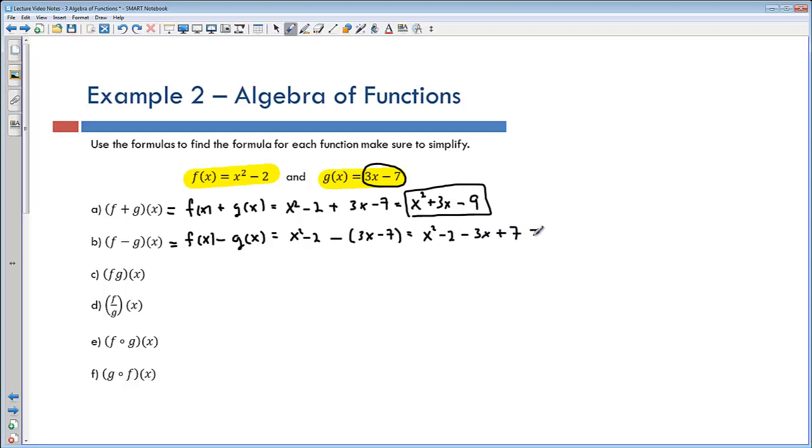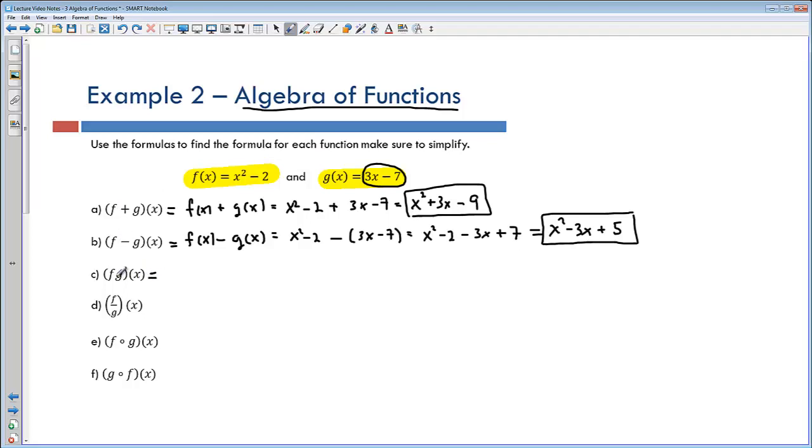And so what's that equal to? That's equal to x squared minus 3x. So I just want to simplify now. And I have a minus 2 plus 7, which is really a plus 5. And so that's my new function. So notice, now I'm not getting out a number, I'm actually getting out a new function, hence, the algebra of functions. So that's addition, subtraction, and now we move on to multiplication and division.